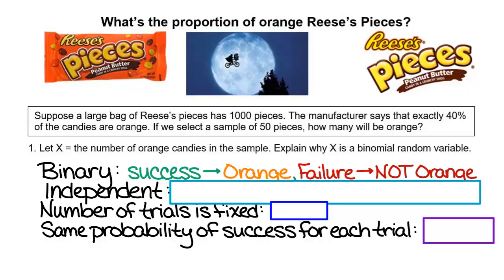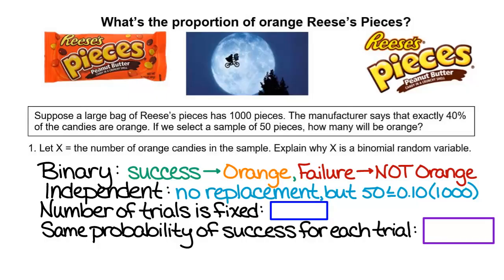How do we get around that? The 10% rule. What would I be checking? Is the sample less than the entire population? Yes. How many pieces are we going to sample? 50 out of 1,000. Is 50 less than 10% of 1,000? Yes. What is 10% of 1,000? 100. So we get our 10% rule. 50 is less than 10% of 1,000. So even though it's sampling without replacement, we can still get our independence this way with the 10% condition.